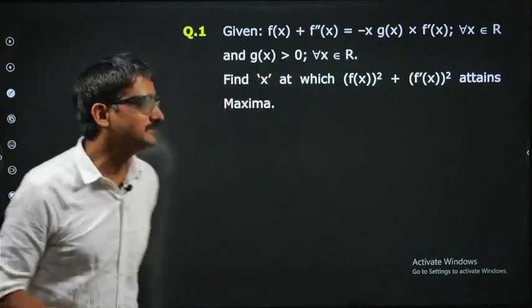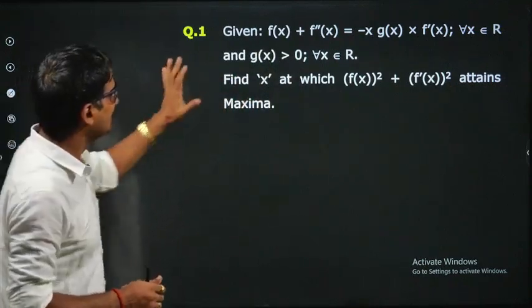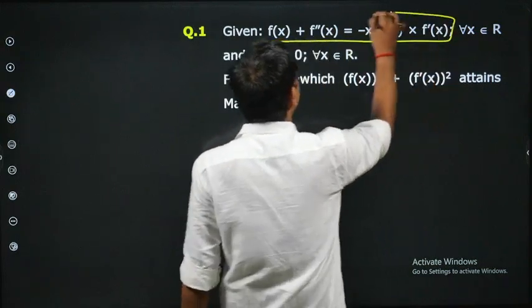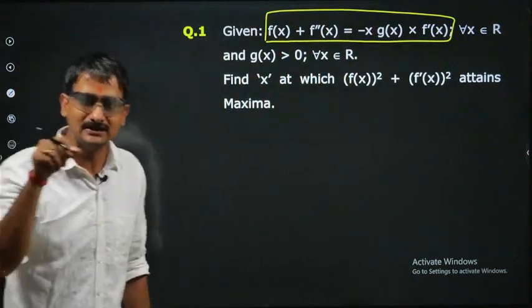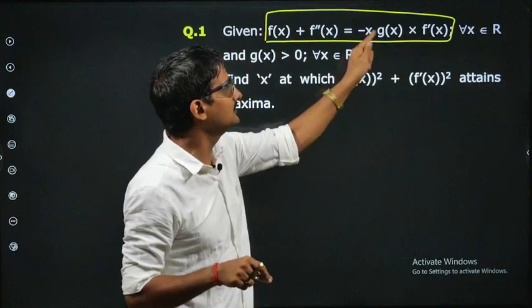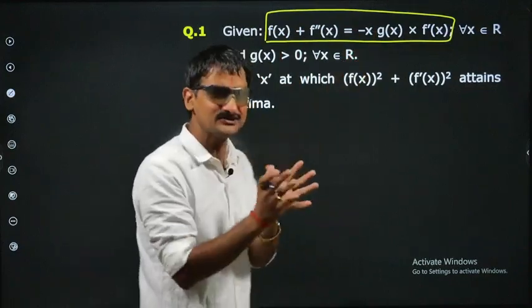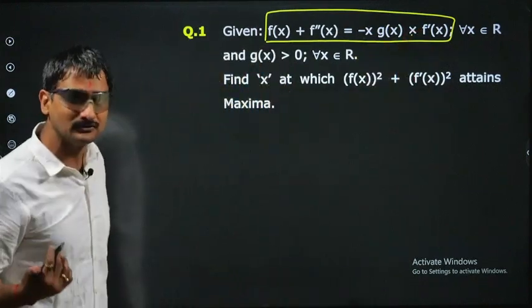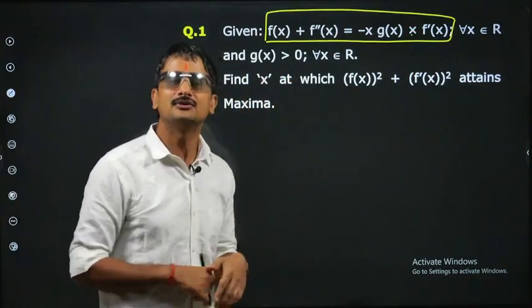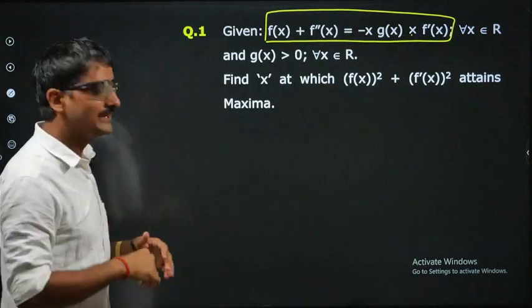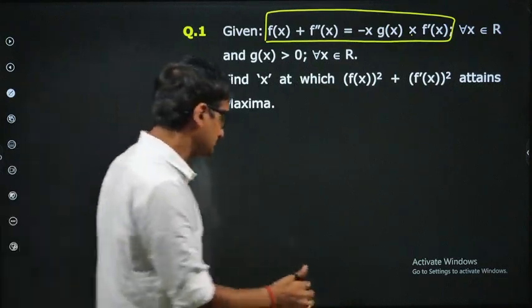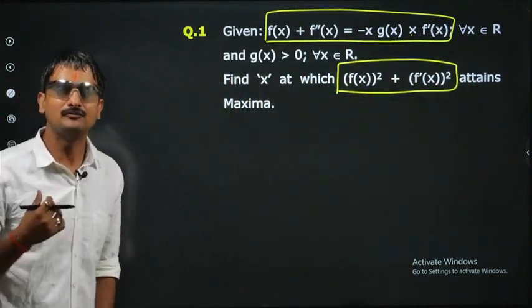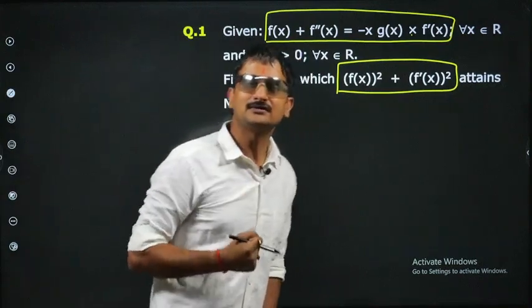So that's the first question which you would have got today. How to approach it? The function is given, the relation is given here: f(x) plus f''(x) is equal to minus x times g(x) times f'(x), where the product is understood, for all x belonging to R. We are also given that g(x) is greater than 0, always positive for all x belonging to R. Then we have to find the x at which this function attains maxima.